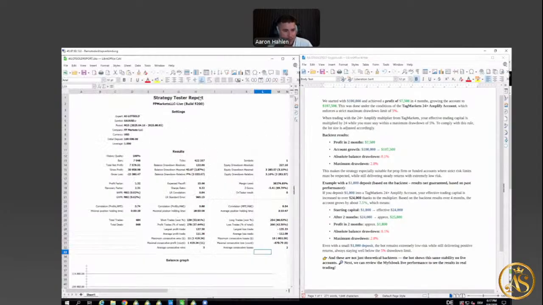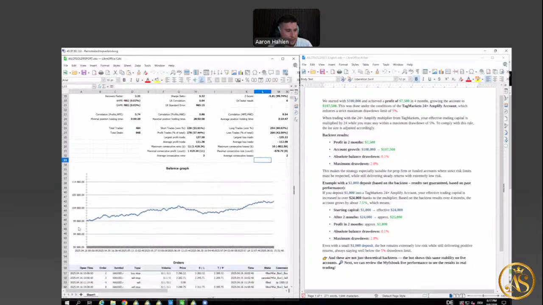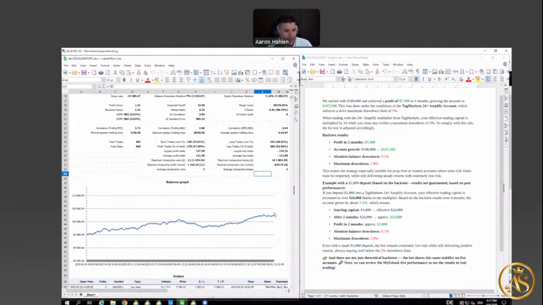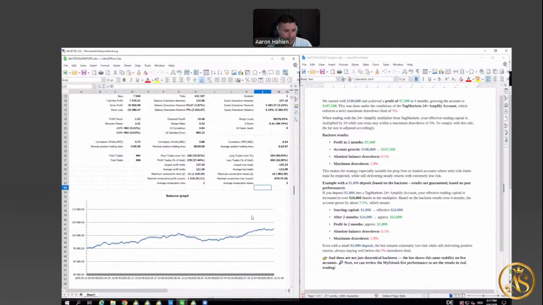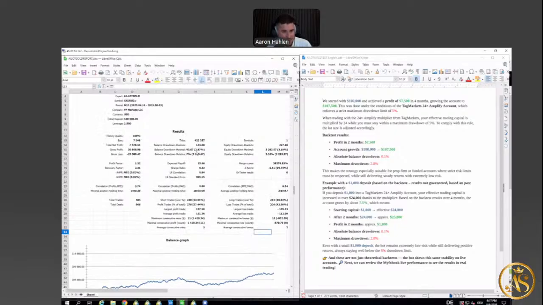Also, this is the same backtesting result, as you can see. Here you can see the balance graph, where the account was starting from 100,000 to 107.5 thousand dollars, so 7.5% in 4 months. And also you can see the drawdown right here again. And right now I will explain you a little bit of these results. As you can see, we started with $100,000 and achieved a profit of $7,500 in 4 months.